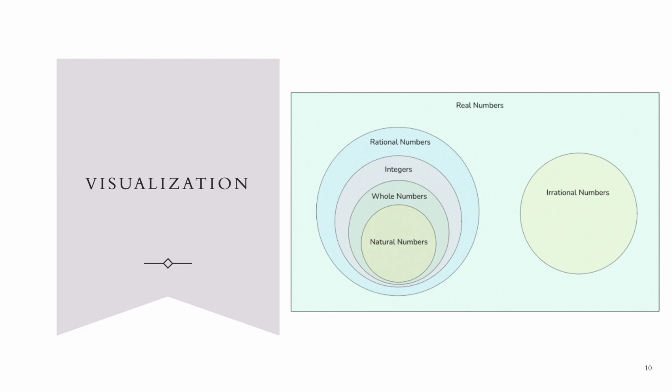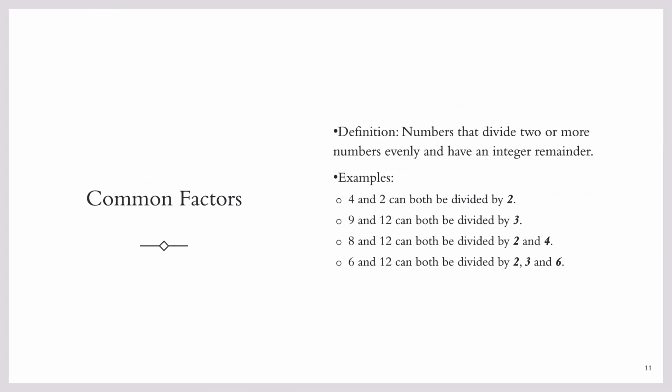So now let's move ahead to the concept of common factors. Numbers that divide two or more numbers evenly and leave no remainder are called common factors. For example, 4 and 2 can both be divided by the number 2. 9 and 12 can both be divided by the number 3. 8 and 12 can both be divided by the numbers 2 and 4. 6 and 12 can both be divided by the numbers 2, 3 and 6. That makes these numbers the factors. The numbers on the right are the common factors for the numbers on the left.